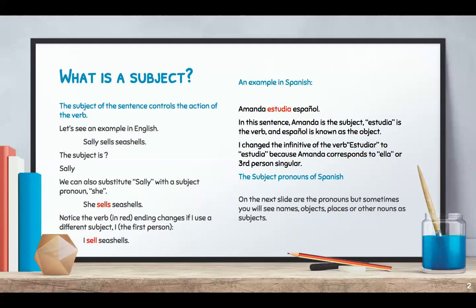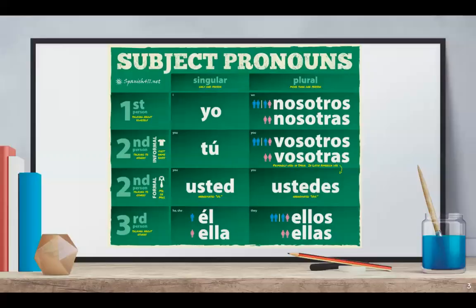On the next slide are the pronouns, but sometimes you will see names, objects, places, or other nouns as subjects. So here are your pronouns. When we talk about the first person, such as I in English, it's yo. If we pluralize that, anybody else plus ourselves, that's we, or nosotros. If everybody were female, it would be nosotras.